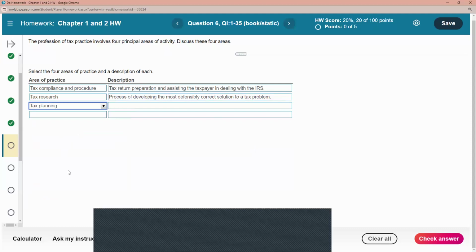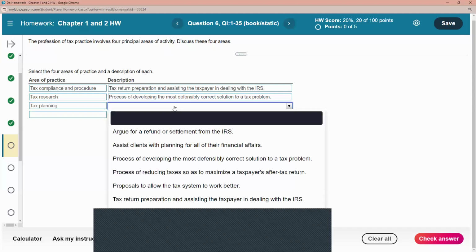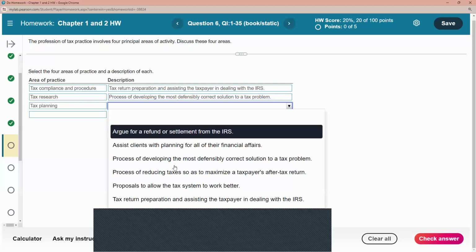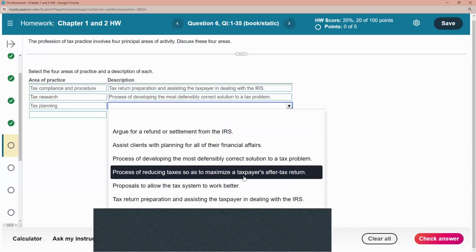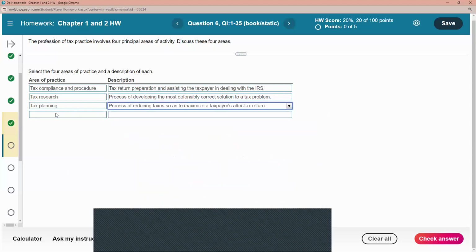So definitely make sure that you're helping a client to optimize their tax situation, especially when dealing with business owners, right? If you're an employee, there's not a lot of wiggle room, but for individuals who are business owners or self-employed, there are lots of little things that can be done to apply the tax law to ensure that they are getting the best benefit of their situation. So tax planning is the process of reducing taxes to maximize the taxpayer's after-tax return.